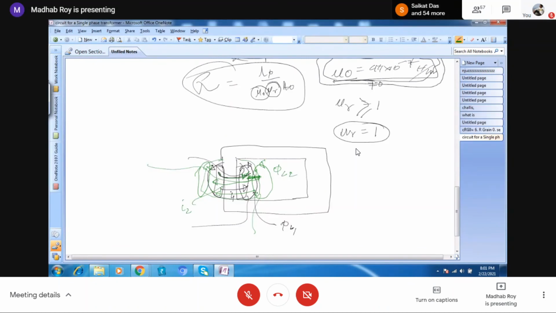Okay, so if you make the low voltage winding and the high voltage winding as close as possible, then will the leakage flux increase or decrease? Decrease. So this is the criteria so that you can minimize the reactance.